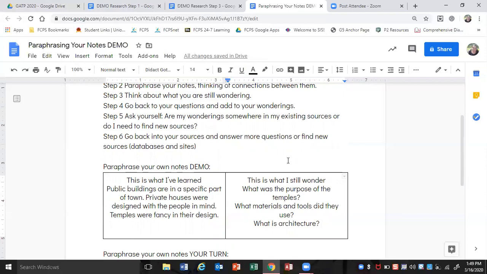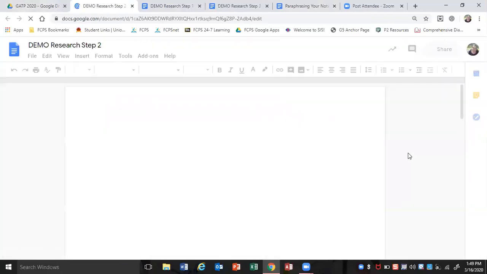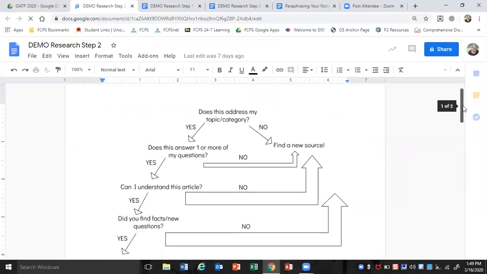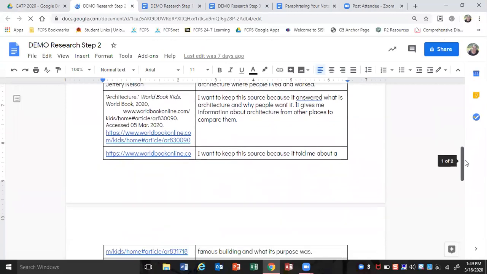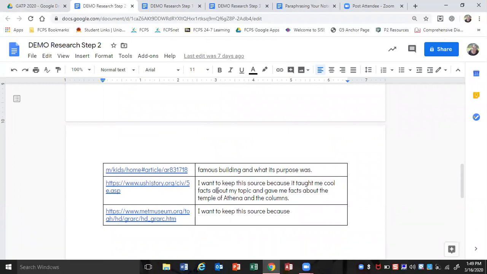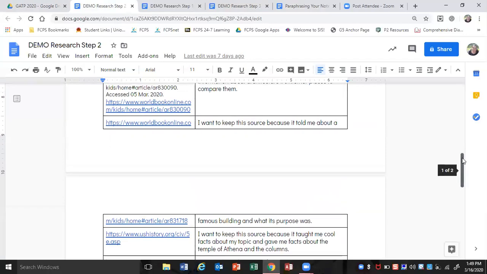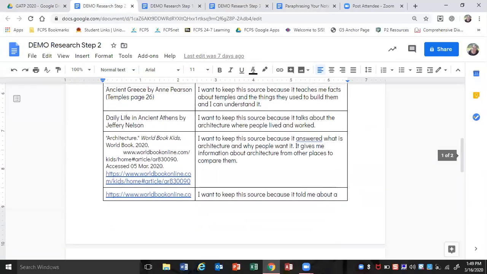So now I need to ask myself, am I wondering somewhere in my sources, or am I going to need to find some more sources? I'm pretty sure I have more information about temples in some of the things I've collected. So I have my list of sources here. I don't have my books with me at home, but I can still access my databases and my sites. And I'm pretty sure I do have more information right here. This article talked about the Temple of Athena and its columns, and I'm pretty sure I also have some information about these famous buildings, and that's something I haven't taken notes on yet. I just have it bookmarked for my sources.